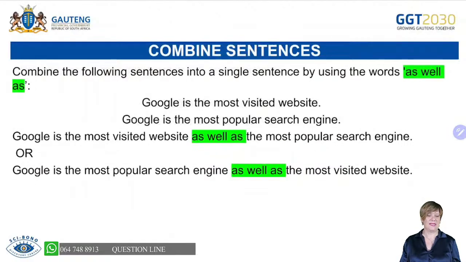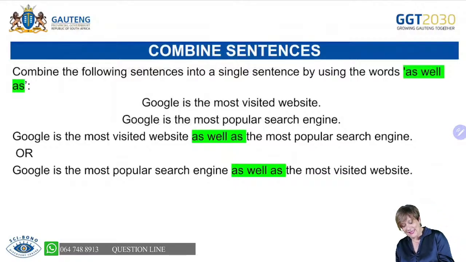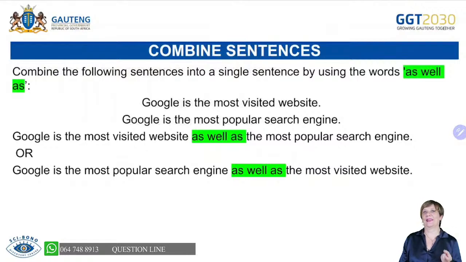So we have 2 options here. We could have said, Google is the most visited website as well as the most popular search engine. Remember, I'm not going to repeat Google again. All I can say, Google is the most popular search engine as well as the most visited website. It's really very, very easy.